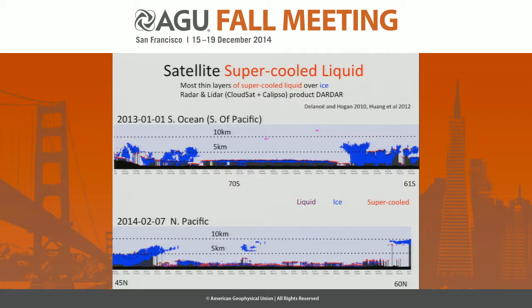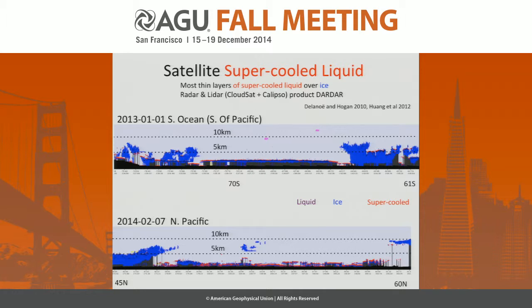This is a product that uses the radar and the LiDAR for the phase determination. It looks at the bright bands that appear in the LiDAR to indicate where there is ice, and then it looks at the radar to pick out where the liquid is. What you can see here is the blue is ice, the purple is all liquid, and the red is supercooled liquid. And so there's the signature, and we're looking at like 6 to 8 degrees of latitude.